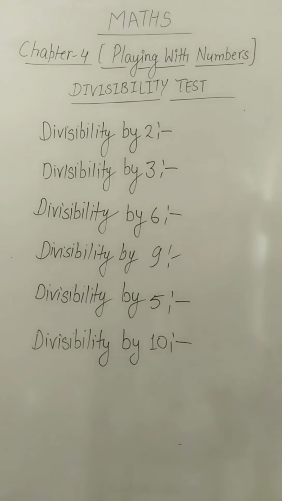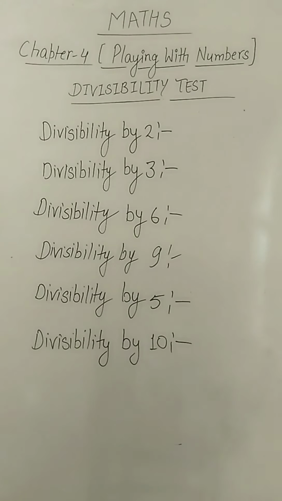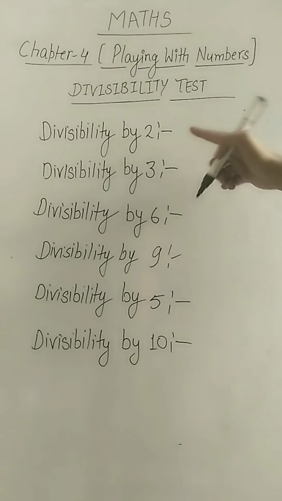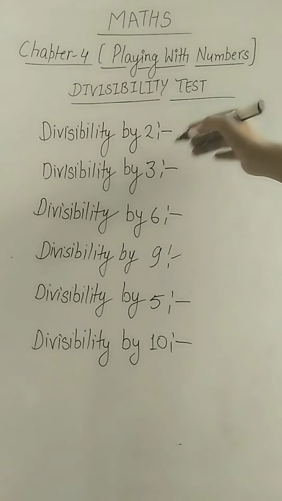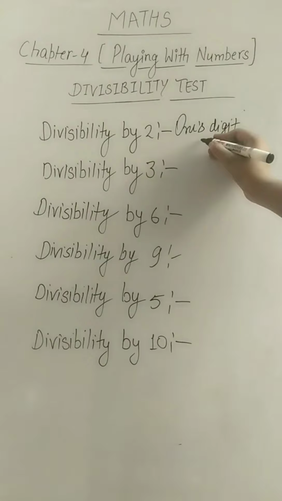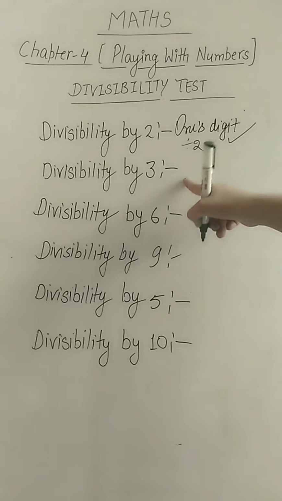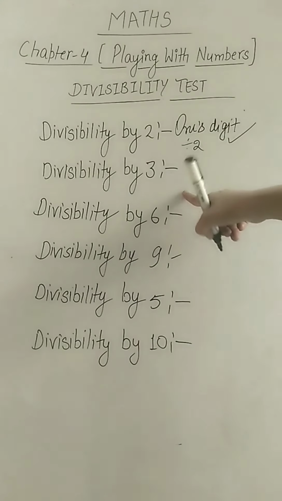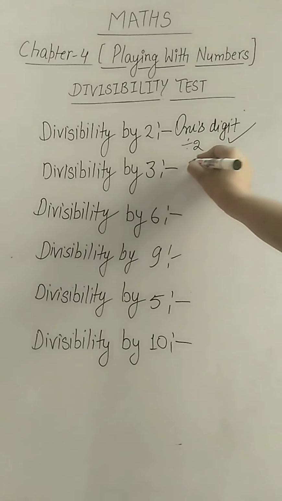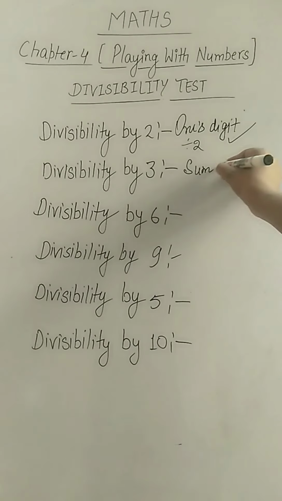Students, now it's time for you to remember all the divisibility tests. So let me explain one more time. In divisibility by 2, students, we have to check only the ones digit. And if the ones digit is divisible by 2, that means the number also. In divisibility by 3, here we have to check the sum of all digits, the sum to a single digit. And if the sum is divisible by 3, that means the number also.